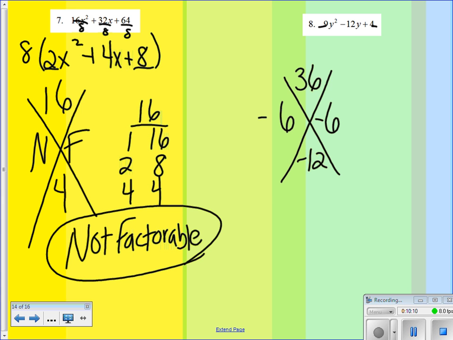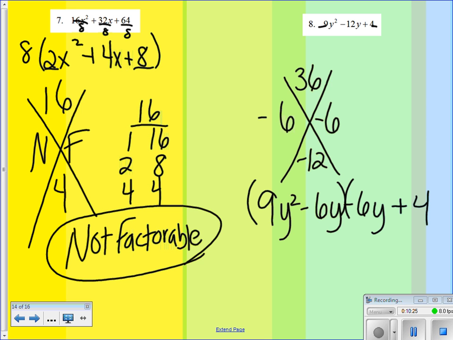So now I want to rewrite that equation. My a is not equal to 1. We talked about this earlier. So since my a is not equal to 1, I am going to rewrite my equation, splitting up that b term as minus 6y minus 6y. So then I can go ahead and group it. Between 9 and 6, I can pull out a 3, and I can also take out a y, which leaves me with 3y minus 2.